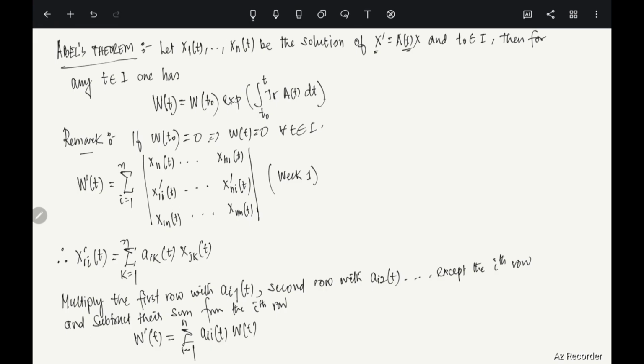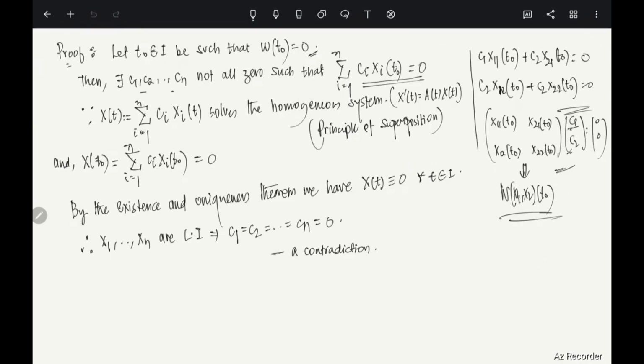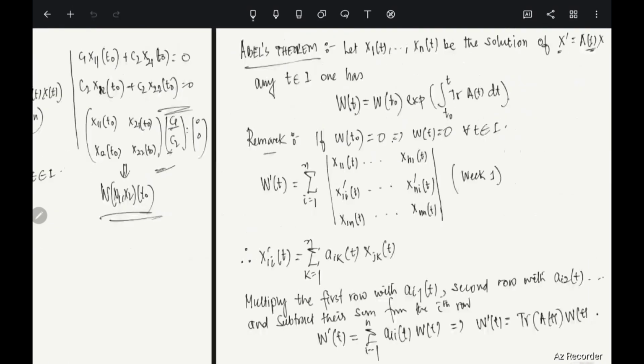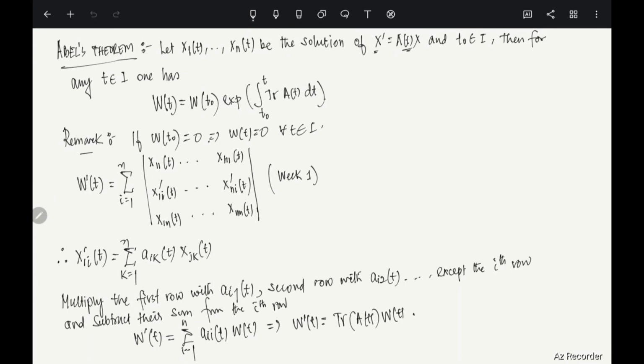Clear? This is a basic ODE, very simple first order ODE, right? So that will imply that W prime of t is the trace of A(t) times W(t). Now you just integrate it and you get your result. Where is the Abel theorem? Yeah, you get this result. Once you integrate it, you get this result. Okay, I hope this is clear.